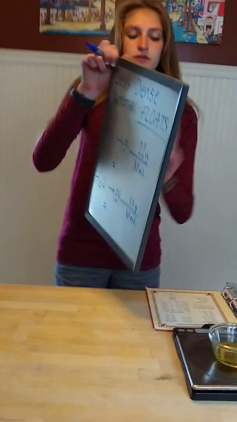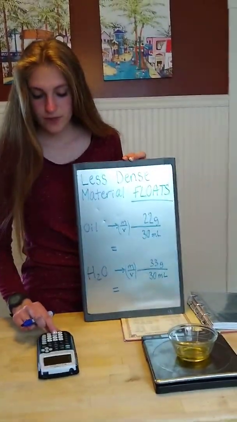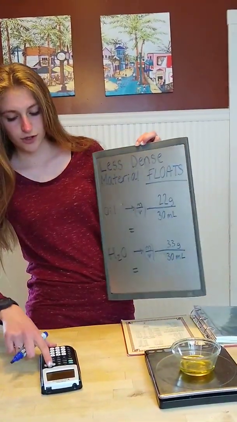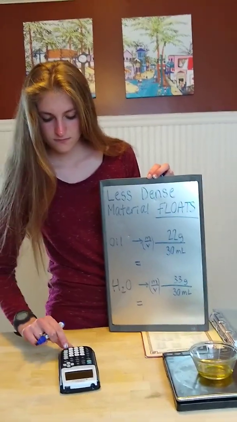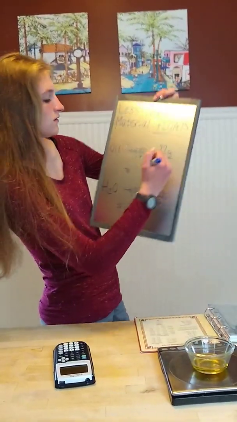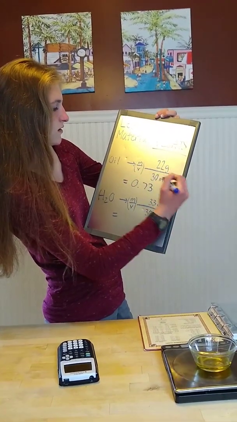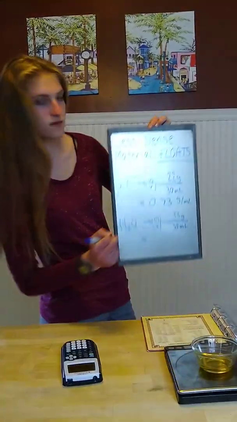Now, if you have a calculator, go ahead and type that in. You do 22 divided by 30, my bad, to get 0.73 grams per milliliter, okay?